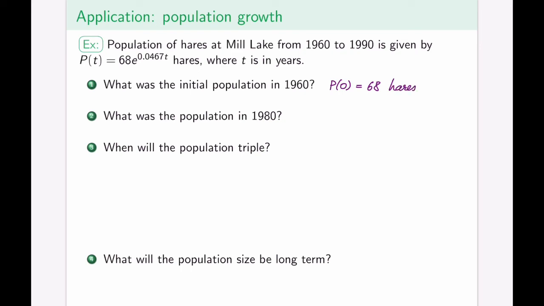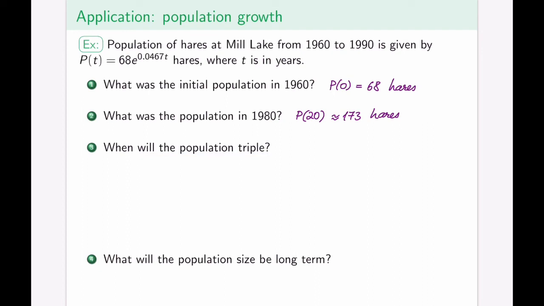The next question is, what was the population in 1980? It's important to keep the timeline in mind. So here t corresponded to 1960, which means 1980 is population in 20 years. T is equal to 20. All I am doing here is plugging in 20 for t, nothing very difficult just yet. Plugging this into a calculator should yield approximately 173 hares. Now, the numbers you're going to get are often not going to be integers, so round up to the nearest bunny. The next question is, when will the population triple?